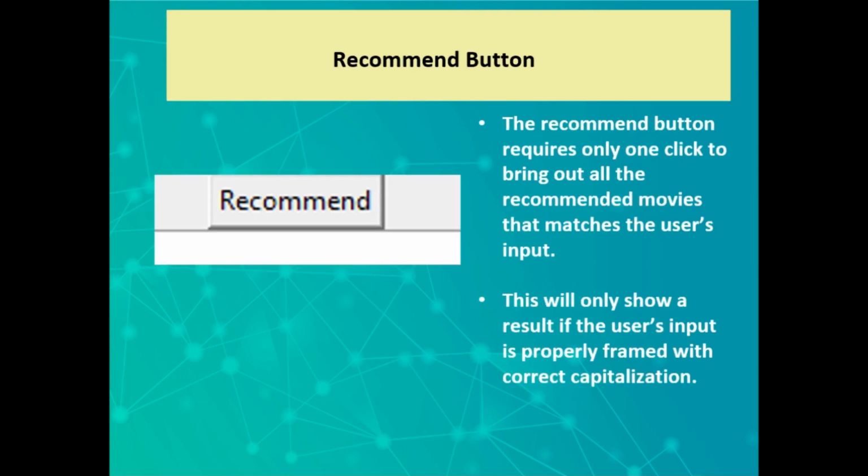The second and the last feature of this very simple recommendation system is the recommend button. The recommend button requires only one click to bring out all the recommended movies that match the user's input. This will show the results if the user's input is properly framed with correct capitalization, because any kind of wrong capitalization will lead to yielding of wrong responses, or might even lead to no responses. Therefore, the case sensitive nature is very important to keep in mind for the user.